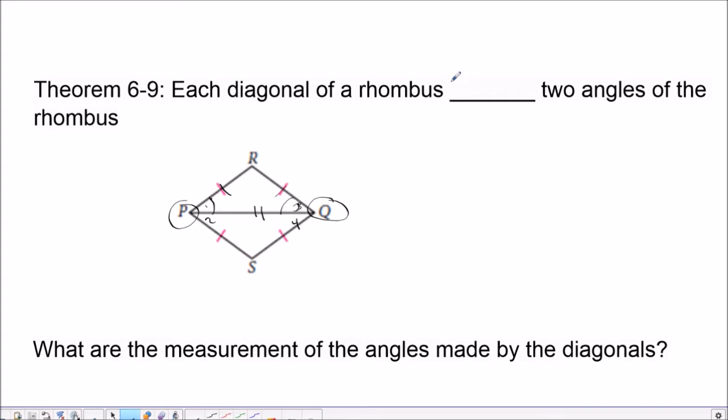So what word am I going to use here? Well, the technical word is bisects. It bisects the two angles, P and Q, and so we end up with 4 congruent angles. Okay, that's going to be our first part.